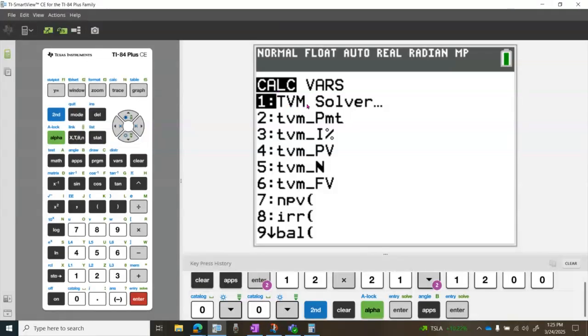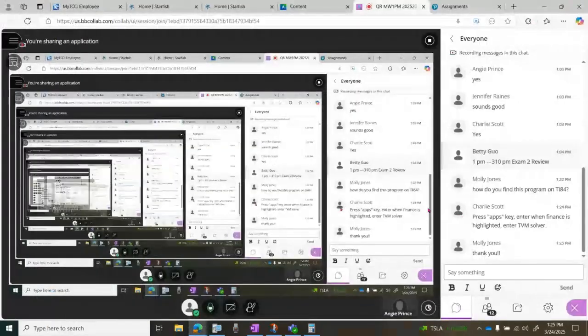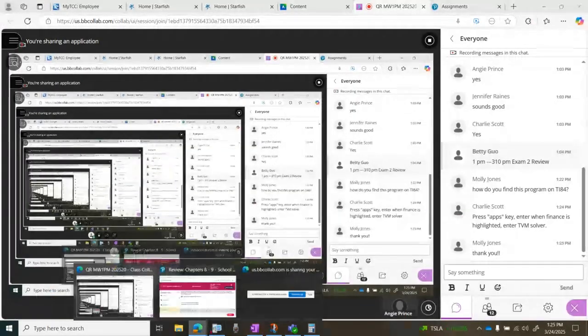And the first function is TVM Solver. It stands for time value of money solver. That's the function we use. You should see this menu. Okay, very good. Let's continue.